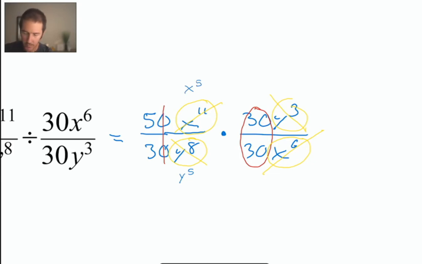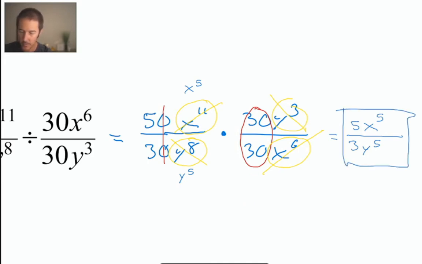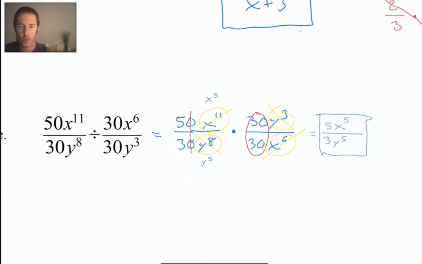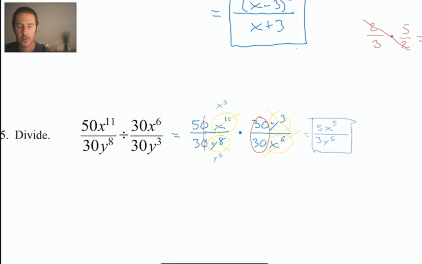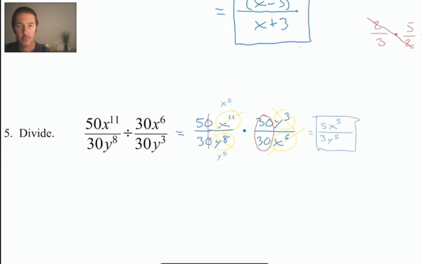Alright, let's clean this thing up because it's really starting to look like a mess. What do I have left? In the numerator, I've got a 5, and an x to the 5, and the 30 is gone, and the y to the 3rd is gone. That's it. In the denominator, I see a 3, I see a y to the 5, this 30 is gone, this x to the 6 is gone, so that's it. And this becomes our final answer. So just take it slow, be organized, rewrite the thing as many times as necessary as you cancel stuff out until anything that can go is gone, and whatever's left is your final answer.